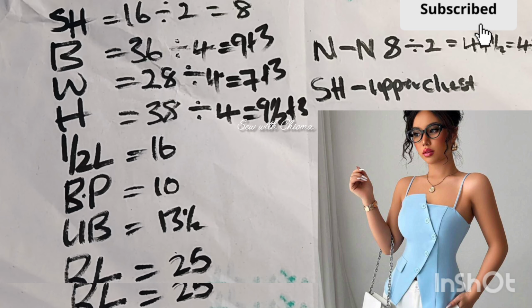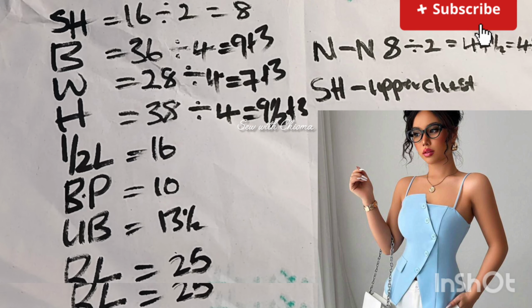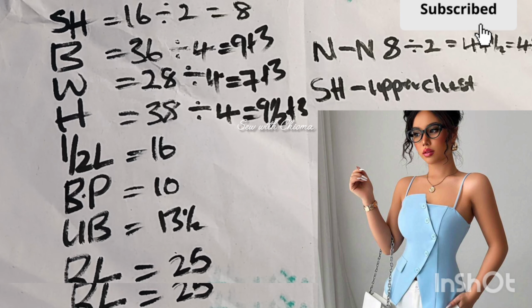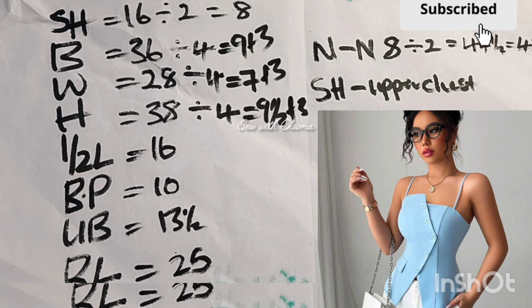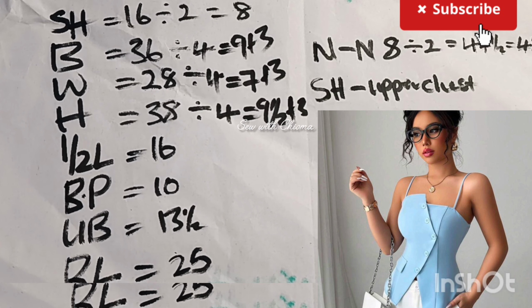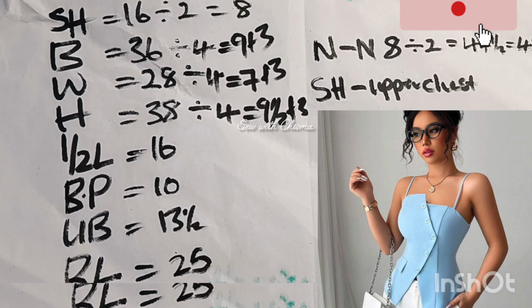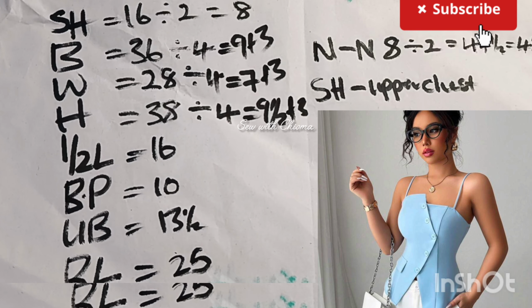All right, so my nipple to nipple is 8 divided by 2 plus half. Then there is shoulder to upper chest. Now, this shoulder to upper chest is optional. You can measure it or you can just do the calculation, all right? And for this video, I will be doing the calculation. At times we don't remember to measure some certain things. Rather, we do the calculation, we just use our imagination to get the correct thing it should be, all right?